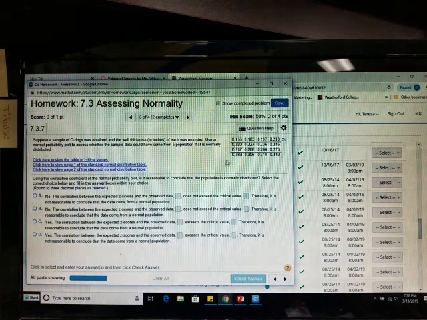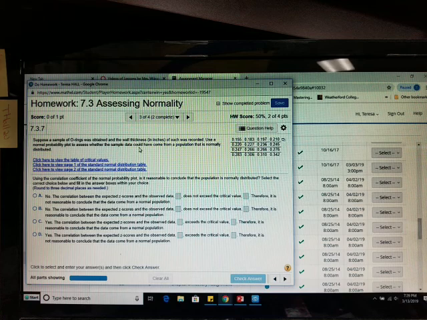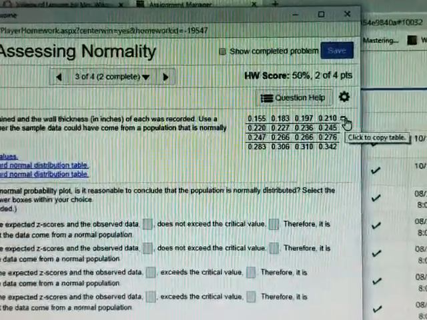So we're going to get there in just a second. All right, so this one's saying, here's all my data values. The wall thickness in inches of each O-ring was recorded. Use a normal probability plot. Remember, in StatCrunch, that's called a QQ plot, to assess whether the sample data could have come from a population that's normal. I'm going to zoom in again.